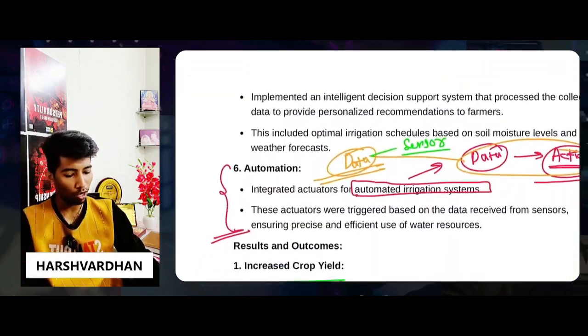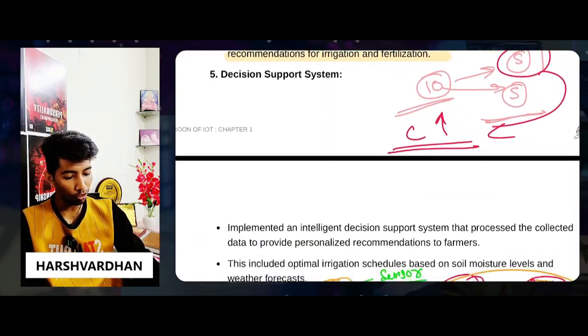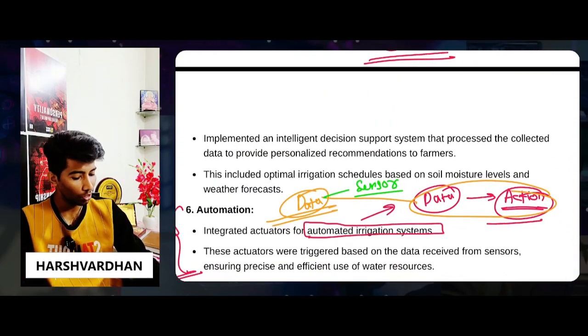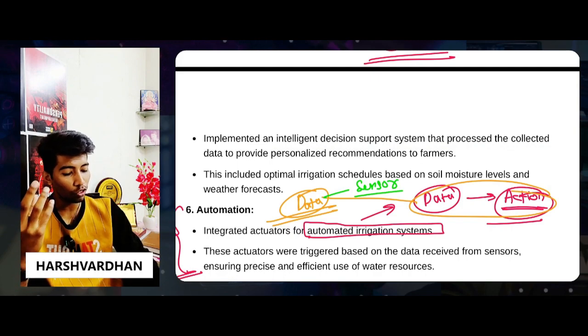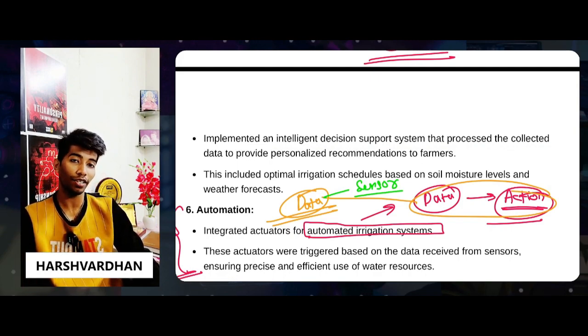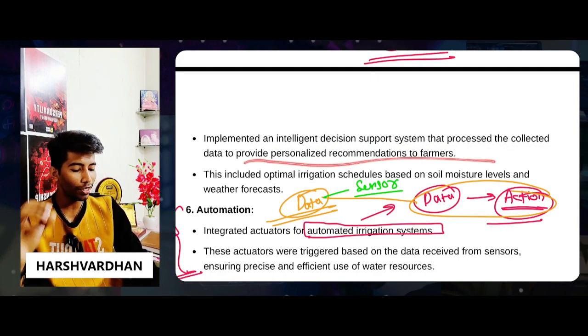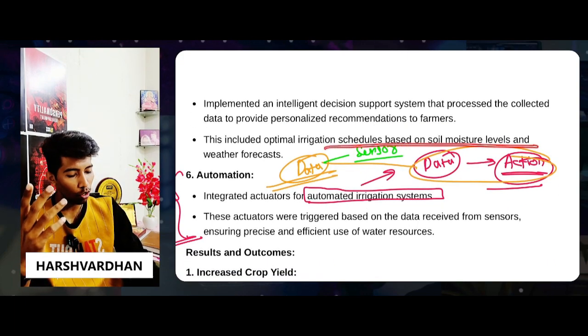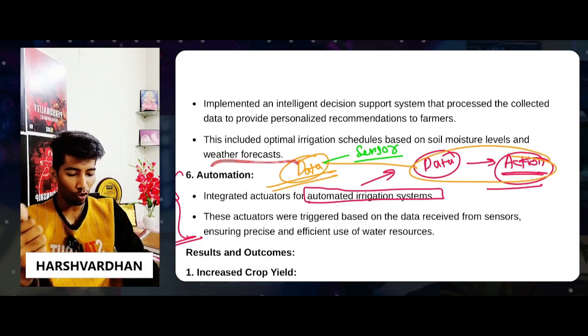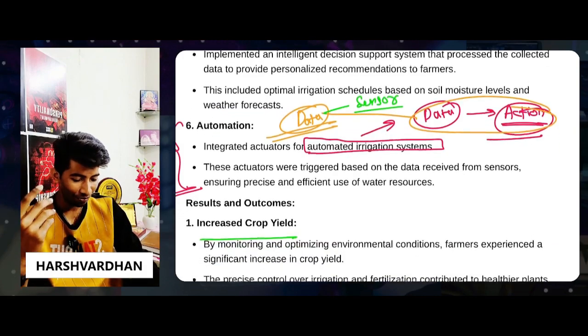Okay, the important thing is the decision support system. So what is this? A decision support system basically implements an intelligent system which is used to process the collected data to provide personalized recommendations to the farmers. Okay, it includes optimal irrigation schedule, soil moisture level, and weather forecast. This thing we have also just done.